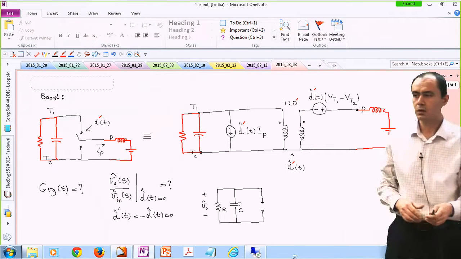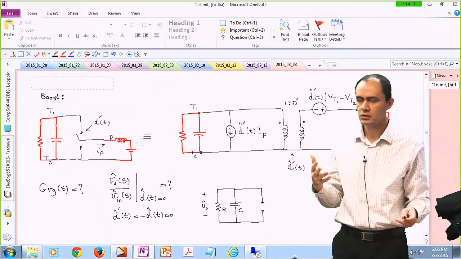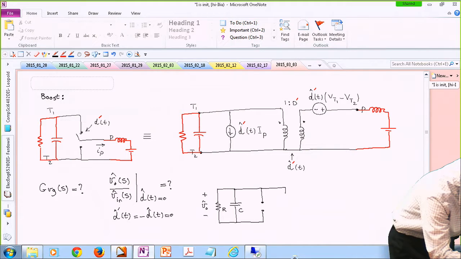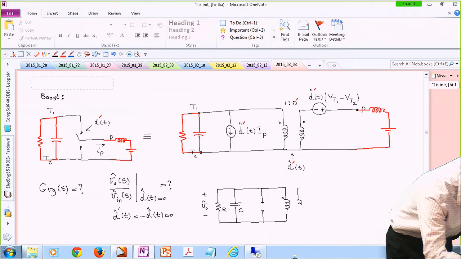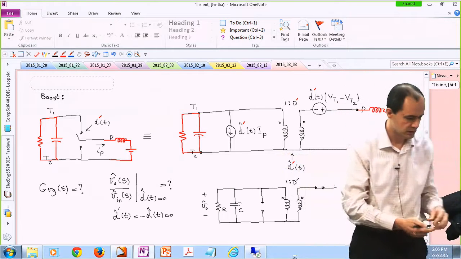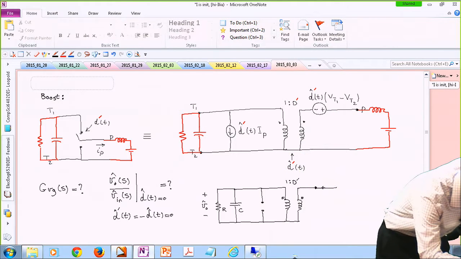So this is a dependent current source on D prime perturbations. It's 0, it's open circuit. This dependent voltage source is also 0 or shorted because D prime appears in the description of the source.